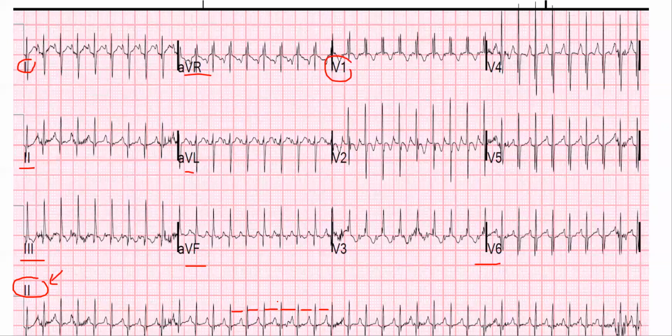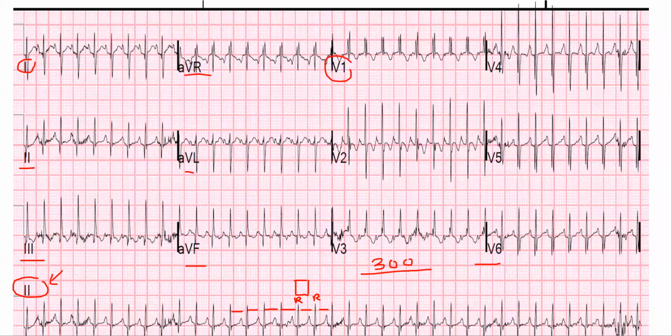The best idea is that if you already know that this is the large square, in one large square there are 5 small squares. So what we normally do in this case is divide 300 by the number of large squares between 2 RR intervals. So this is 1 R, this is 1 R. And how many large squares do you have in here?